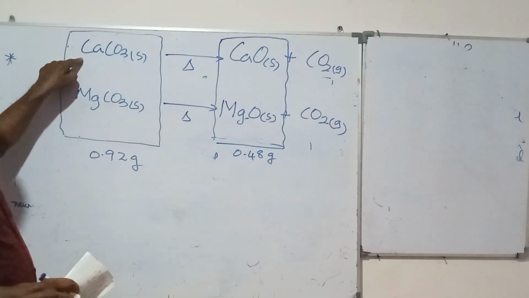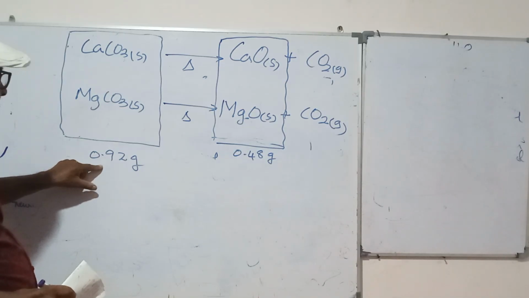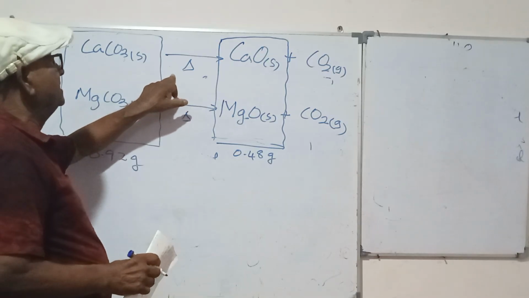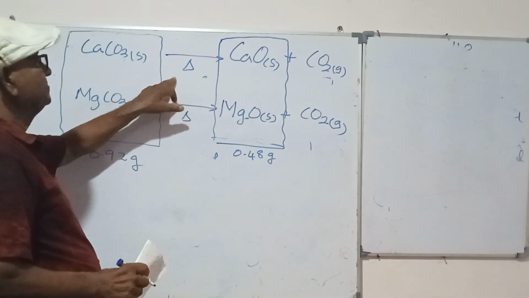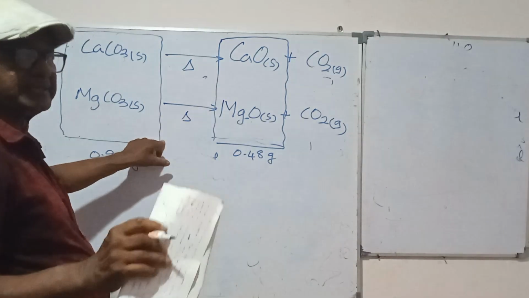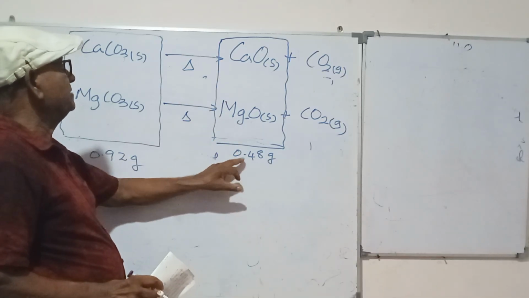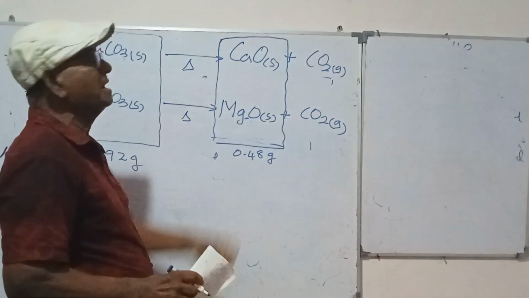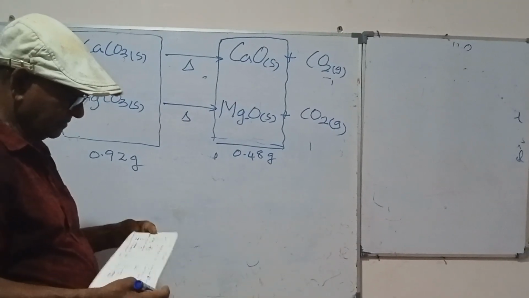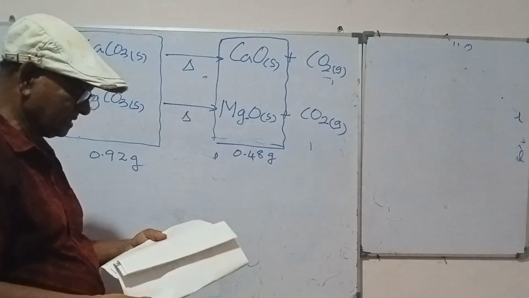It is the given problem. The solid mixture contains calcium carbonate and magnesium carbonate, 0.92 grams. They undergo thermal decomposition, giving the residue. We must identify the residue: calcium oxide and magnesium oxide, 0.48 grams, giving out carbon dioxide. These are the balanced equations for the problem.